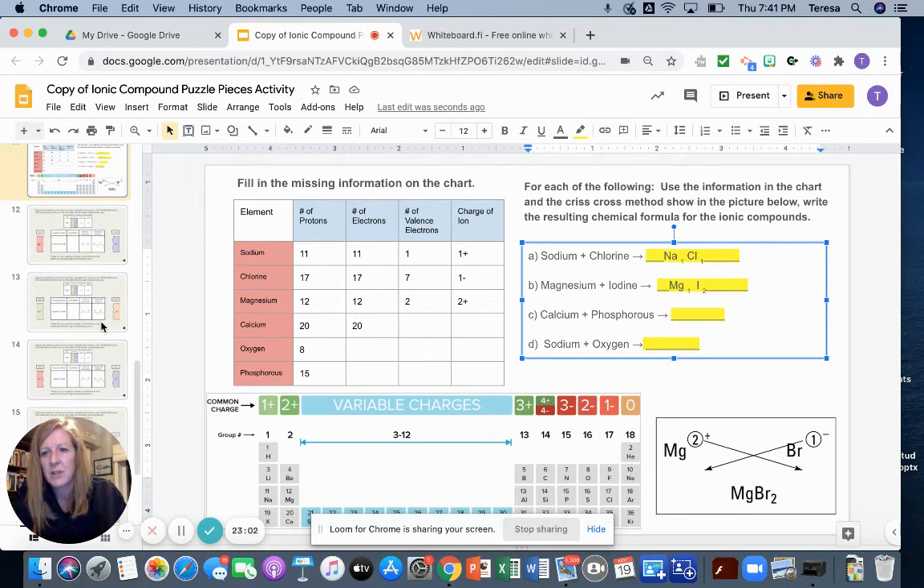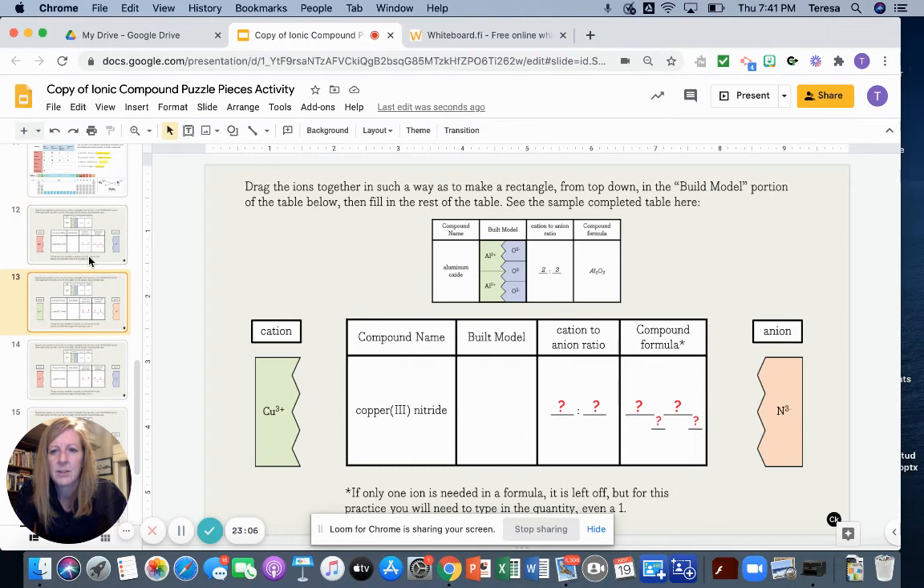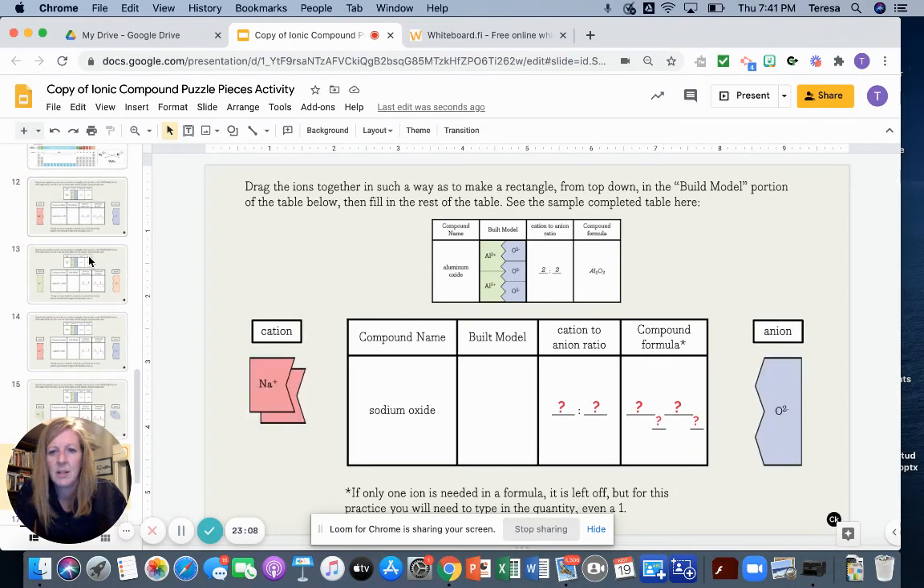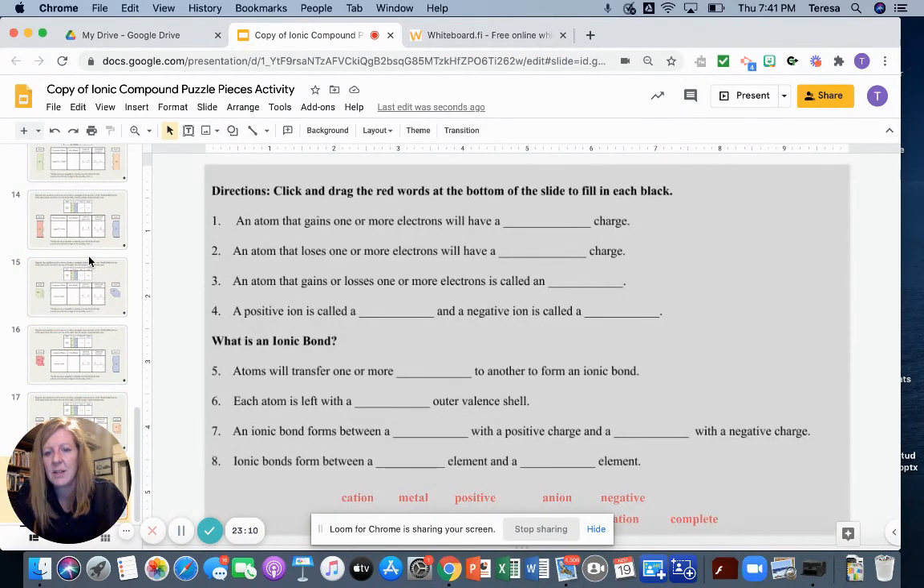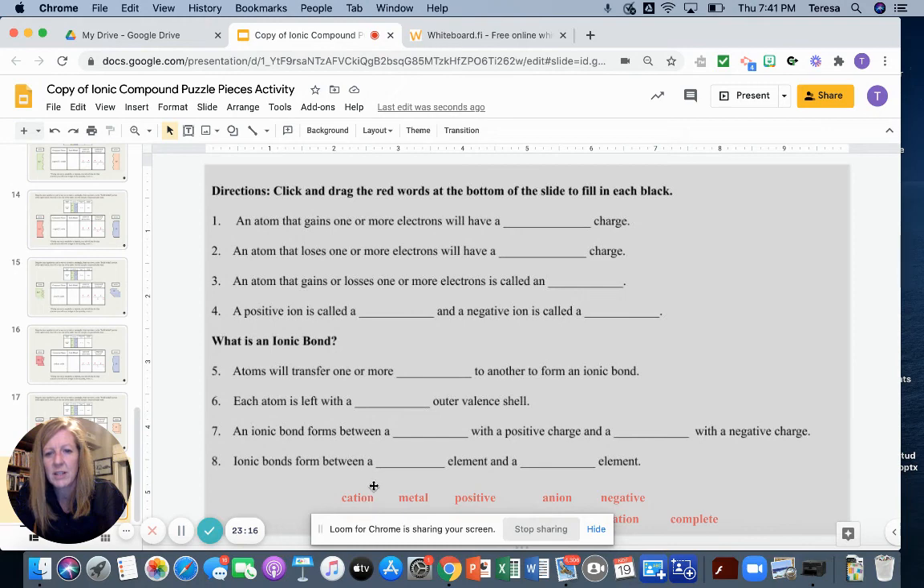After this, you are going to work on slides 12, 13, 14, 15, until you get to the very last slide. On the very last slide, there are a couple quick questions for you to answer. In order to answer these, you're going to drag the correct answer to fill in the blank. So we've got these down here at the bottom. You're going to pick them up and drag them to where they belong.